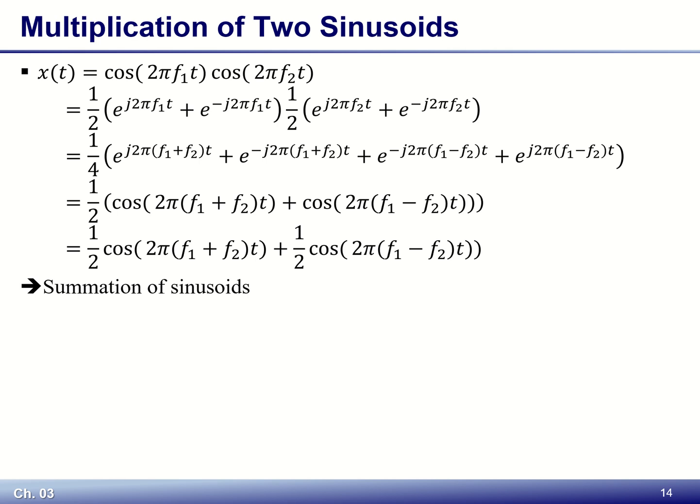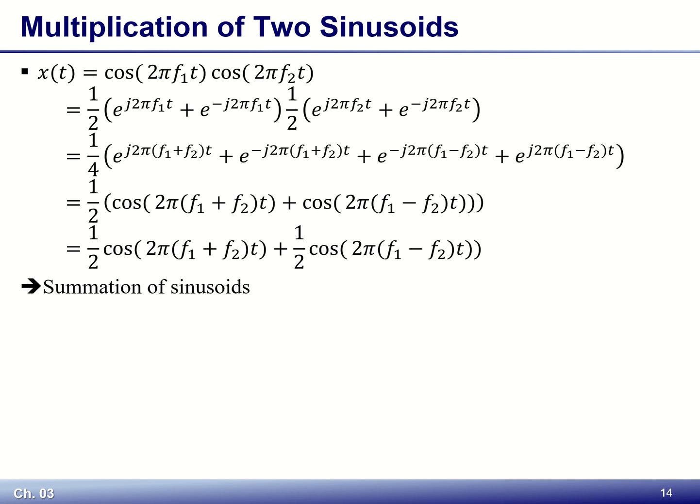Up to now, we studied the summation of two sinusoids. The summation of two sinusoids can be expressed in spectral components, and we can also draw spectrums. What about multiplication of two sinusoids? As you studied in high school, a multiplication of two sinusoids can be expressed as a summation of two sinusoids. Let's prove it and derive the result.